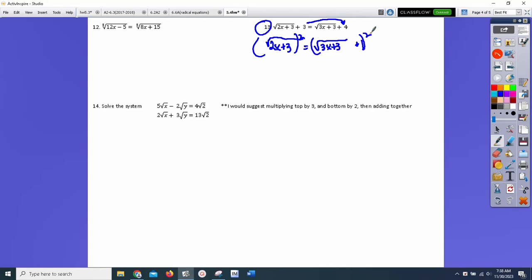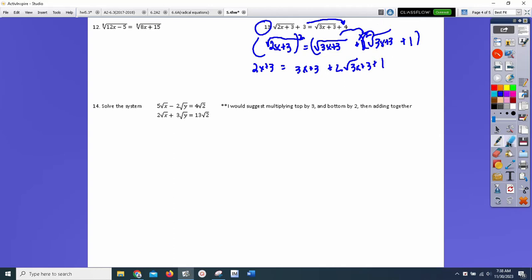The left is super easy. It's 2x plus 3. The right-hand side, you got to write that thing twice. And you got to do the double distributive property. Radical times itself is what's inside. We'll have 1 root 3x plus 3 plus another root 3x plus 3, so plus 2 root 3x plus 3. And then we'll have plus a 1.